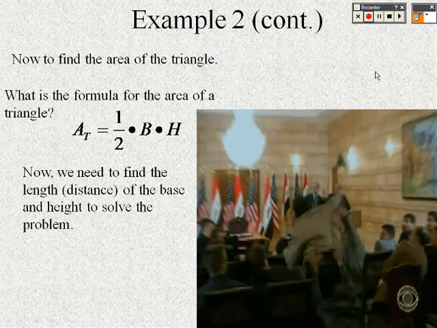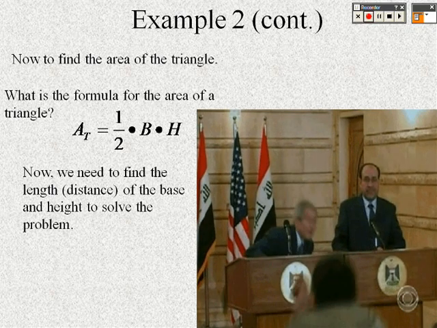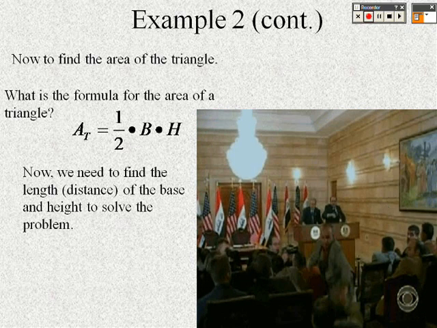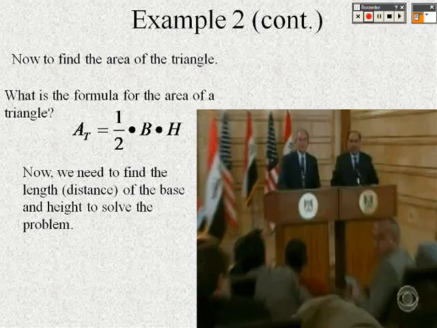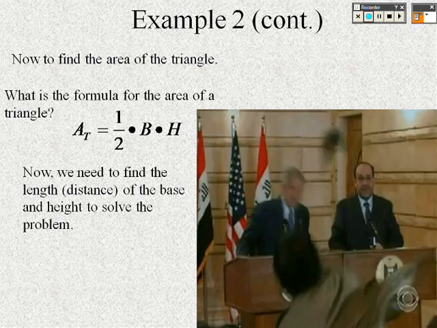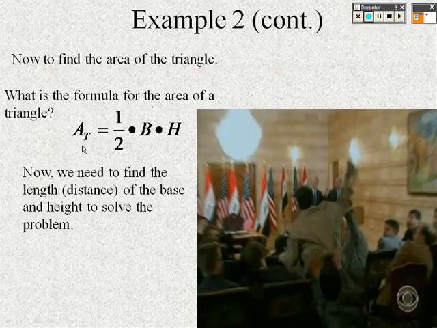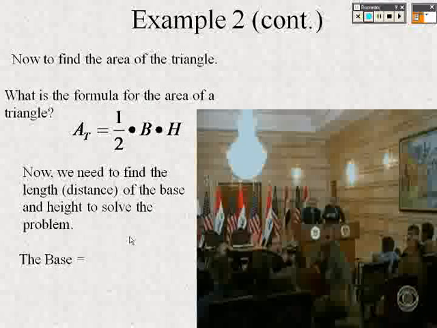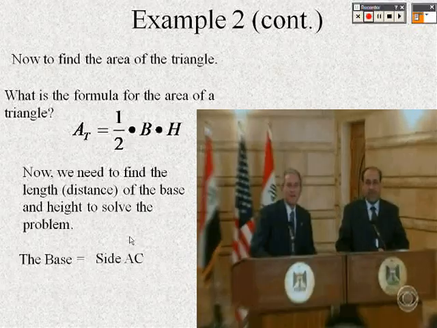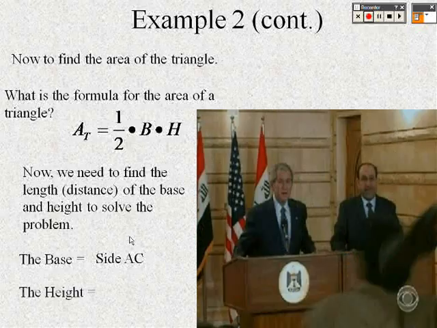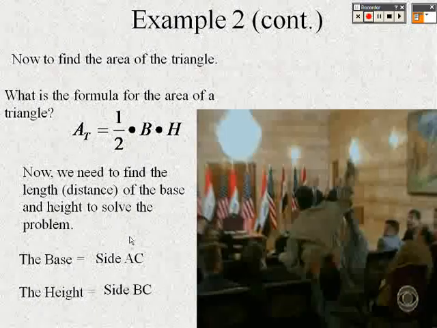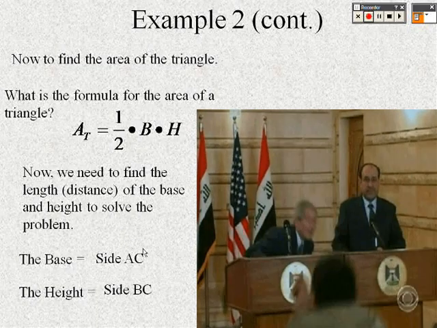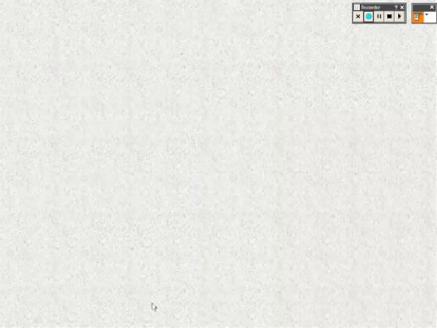So continuing on 2.1 in Trig, we left off with example 2. We figured out that it was a right triangle. Now we're going to find the area. So we left off with the area of a triangle is 1/2 times the base times the height, but now we need the distances of the sides. So I need the base, which is side AC, and I need the height, which is side BC. So I need to find the distance now of AC and BC.